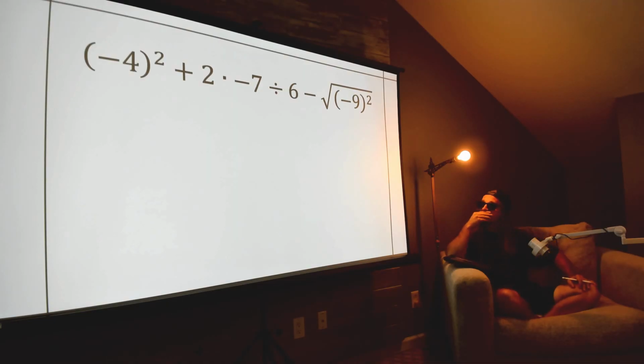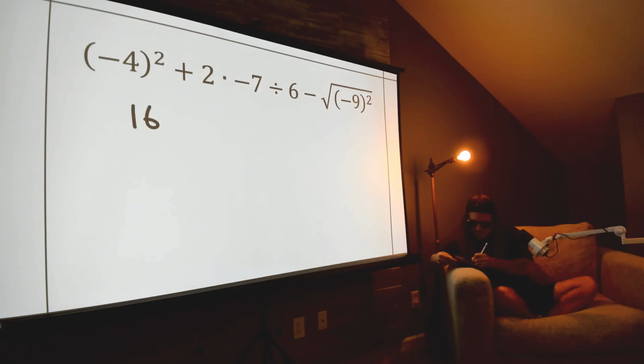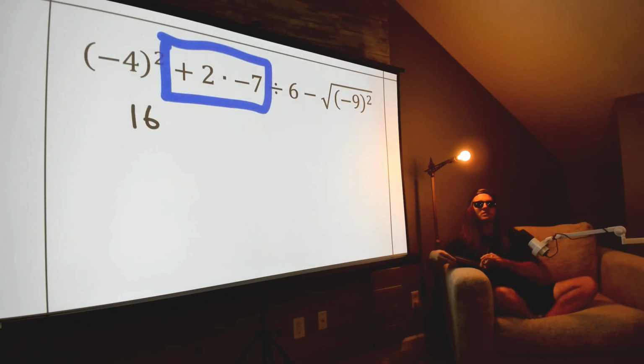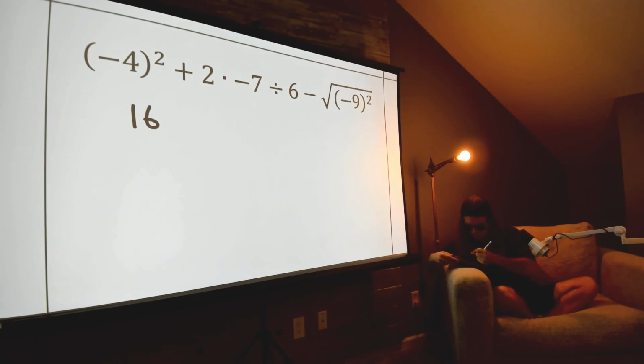All right, next, same numbers, different order. We put parentheses on the -4 this time, which means it is now +16. The next thing I'm going to take care of is this 2 times -7. Now, notice that this 2, because it has a plus sign in front of it, is positive. We're going to multiply that by -7, which means it will become a -14. So minus 14 divided by 6.